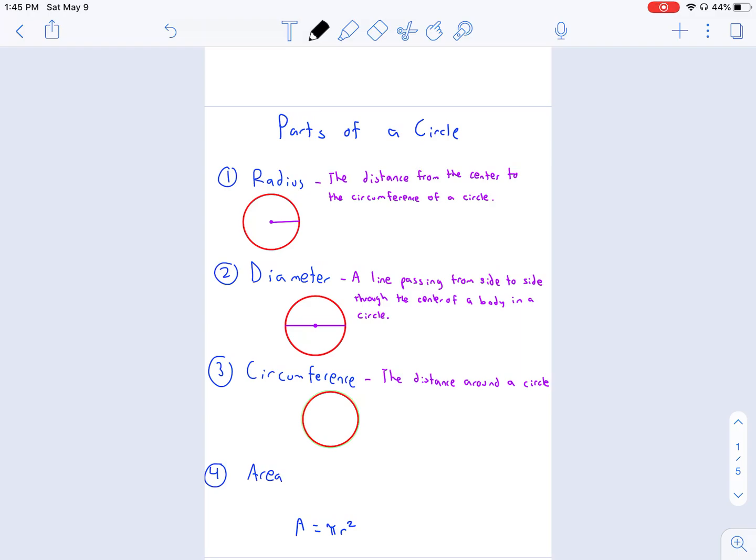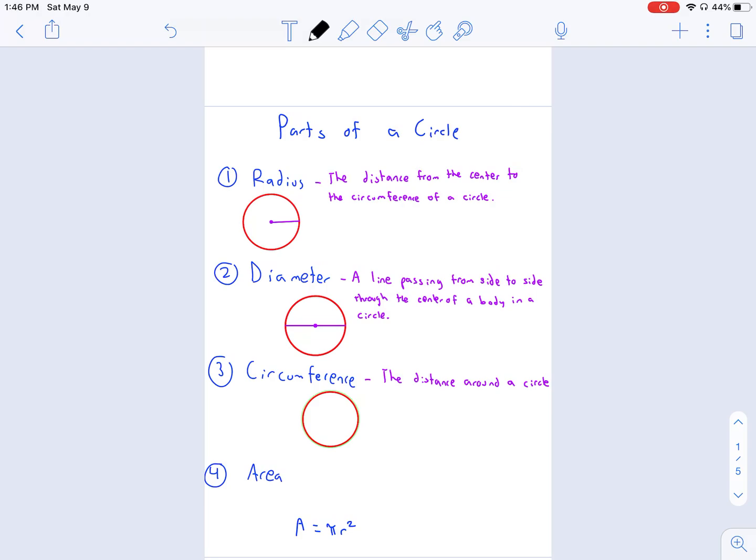So first, the radius. The radius is the distance from the center to the circumference of a circle. So in this picture that we are showing, the purple line represents the radius, that is connecting the center of the circle to the circumference.